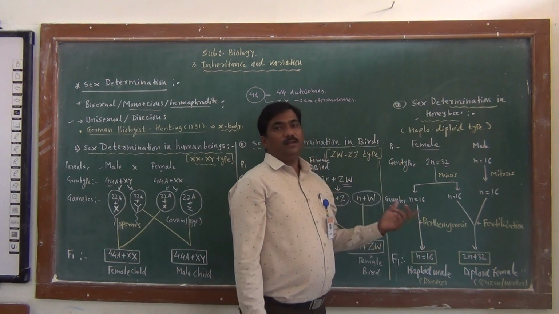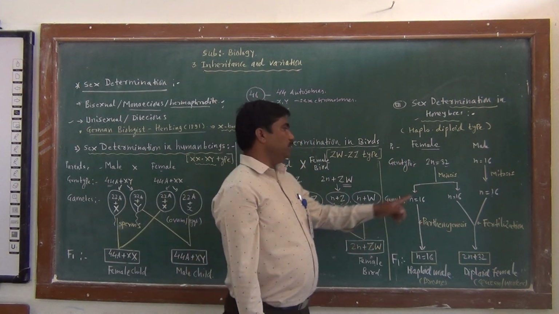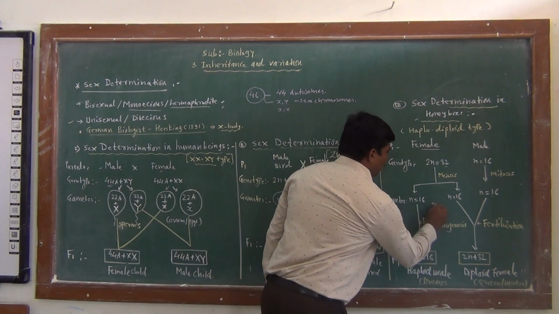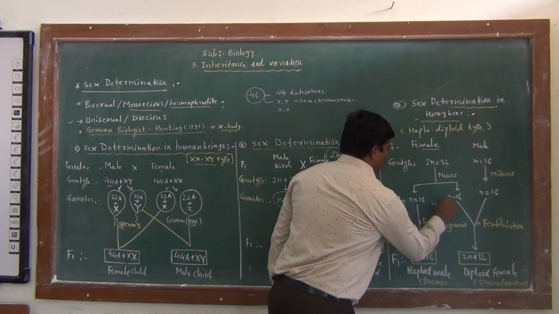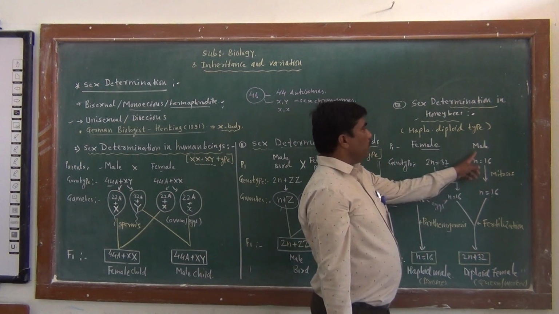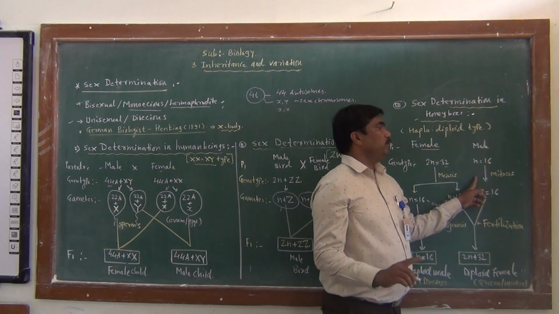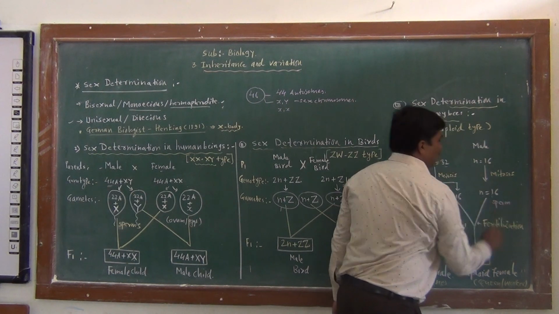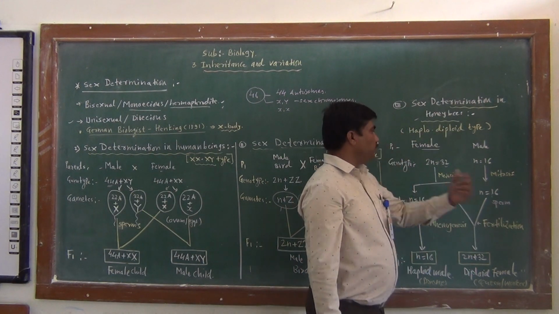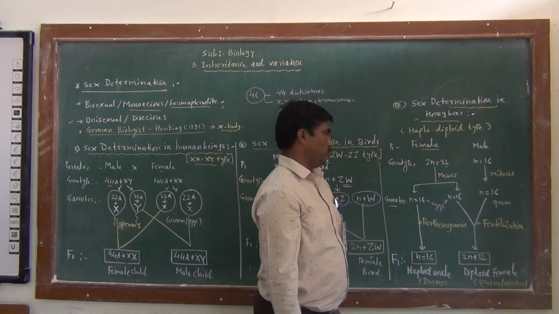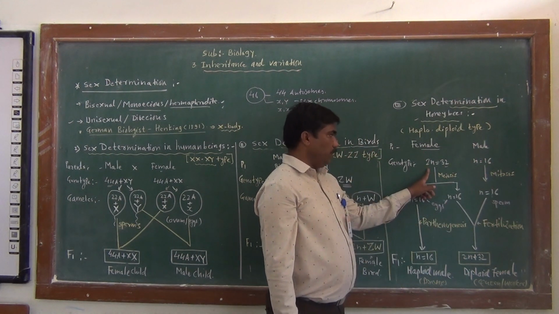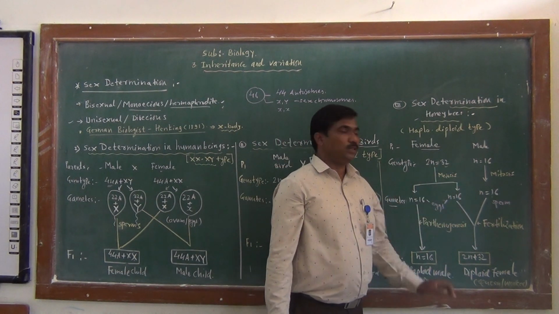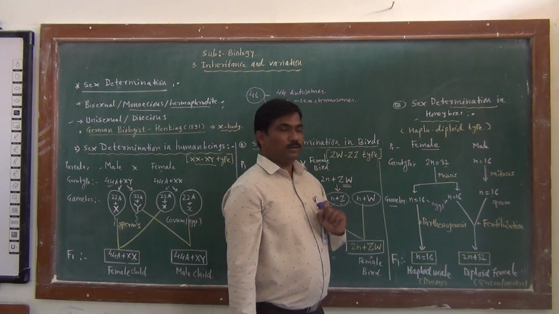Then the female produces eggs by meiosis cell division, so haploid eggs are formed. But the male is haploid, and the male produces sperm, the male gamete, by the process of cell division, that is mitosis. Remember this: the female produces eggs by meiosis, and the male produces sperm by mitosis.